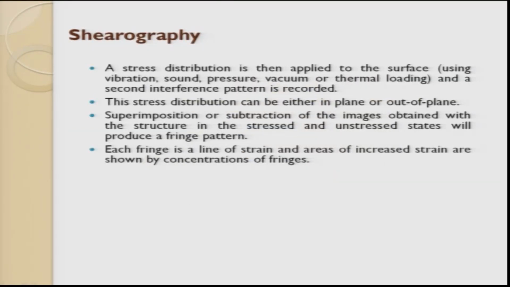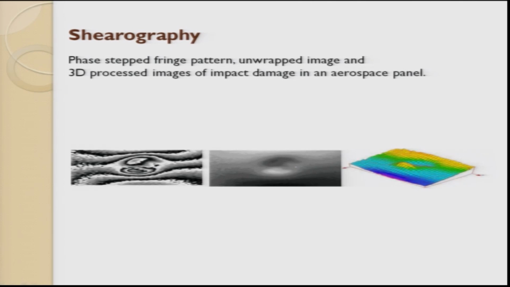So, a stress distribution is applied to the surface, and a second interference pattern is recorded using vibration, sound, pressure, vacuum or any thermal load. This stress distribution can be in plane or out of plane. The superimposition or subtraction of the images obtained from the structure in the stressed and the unstressed state produces a fringe pattern. Each fringe is a line of strain, and the areas of increased strain are shown in the concentration of the fringes. So, this is what it is.